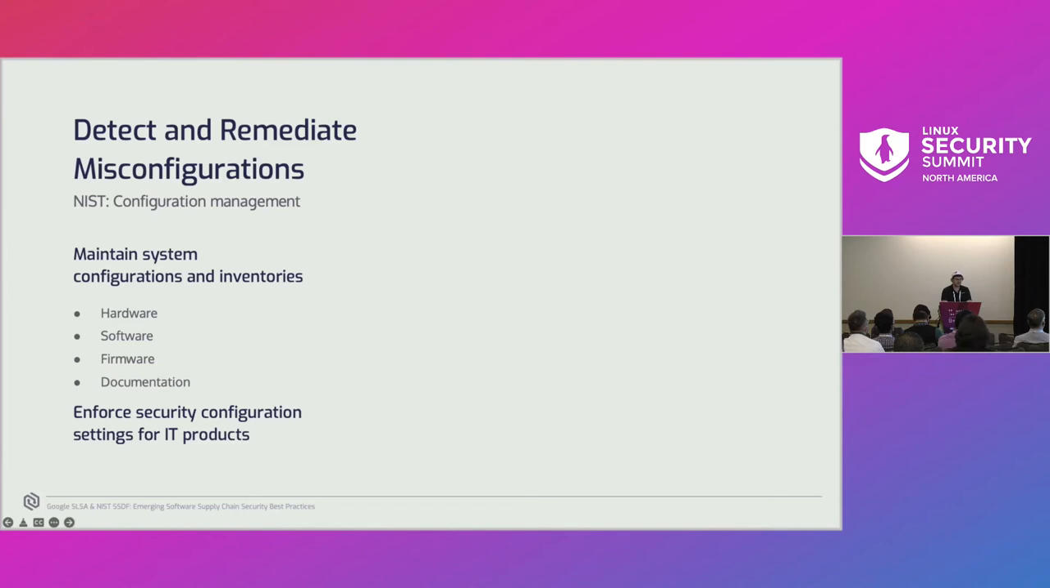Detecting and remediating misconfigurations is also recommended by the NIST SSDF. This includes maintaining a system configuration, an inventory of the systems used and the configurations that they have. This can include hardware, software, firmware, documentation, build pipelines, pretty much everything that touches your code. Enforcing security configuration settings for IT products helps prevent a DevOps person's worst nightmare, which is probably configuration drift. That's actually probably a surprise audit, but configuration drift is pretty close up there.